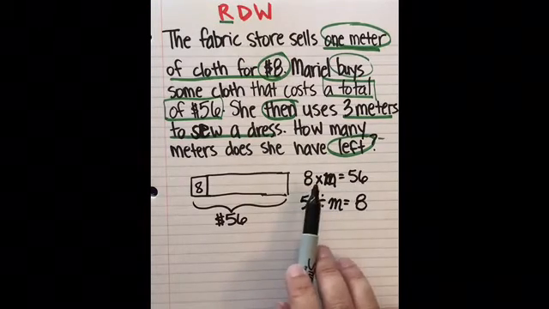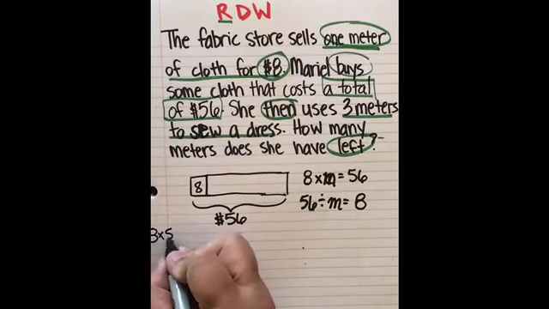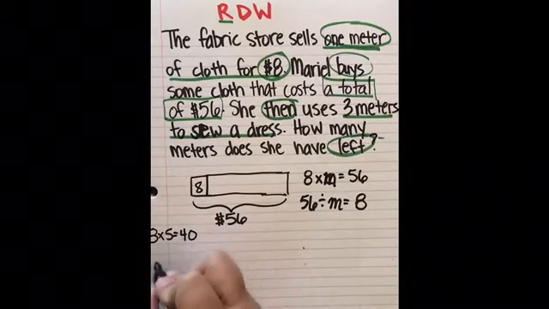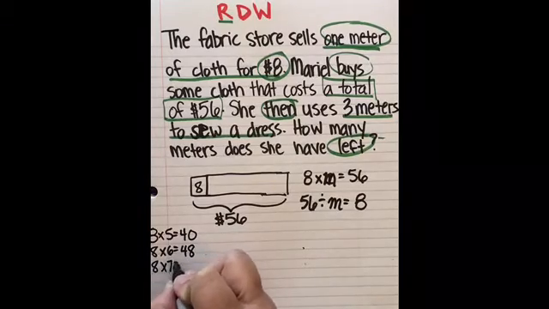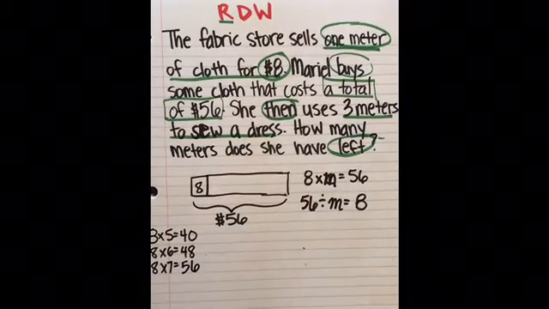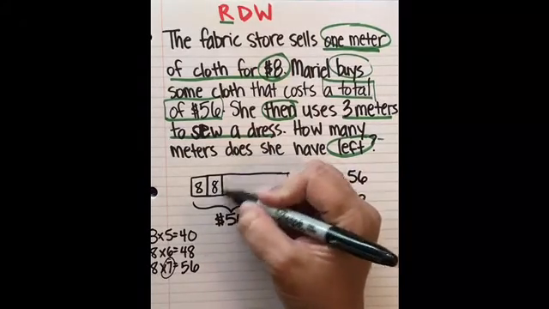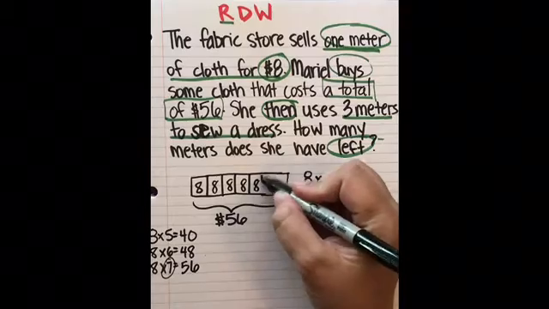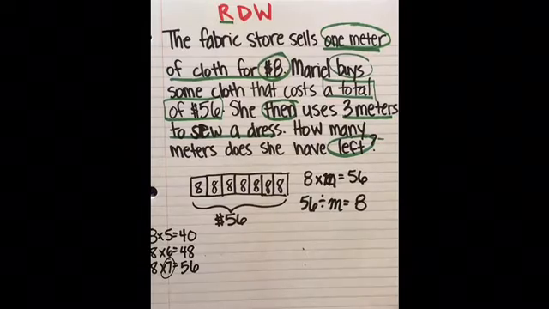I'm going to use my fact family. So 8 times M equals 56. I know that 8 times 5 equals 40. I know that 8 times 6 would be 8 more, which would be 48. I know that 8 times 7 would be 48 plus 8 more, which would get us to 56. Okay, so that means that she bought 7 meters. One, two, three, four, five, six, 7 meters that each cost $8 for her $56. So here M equals 7, but we're not done.